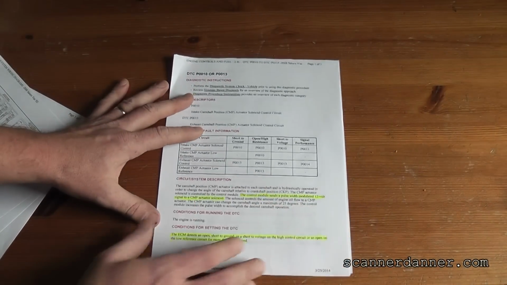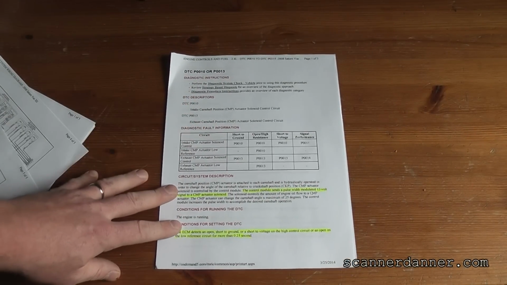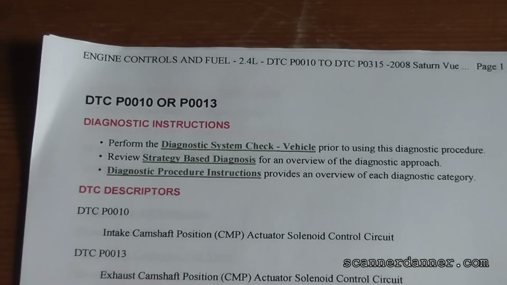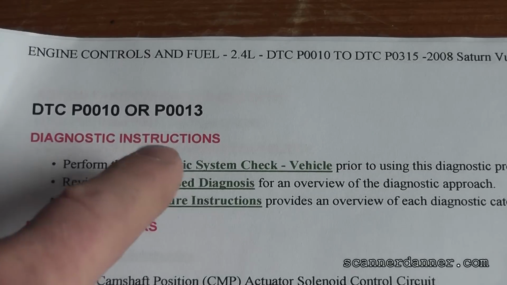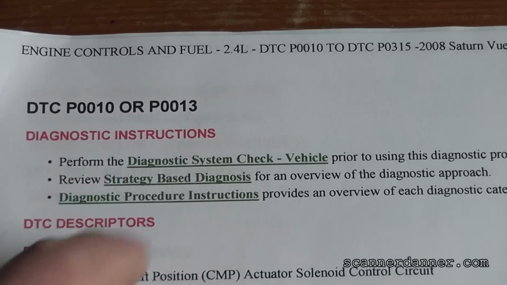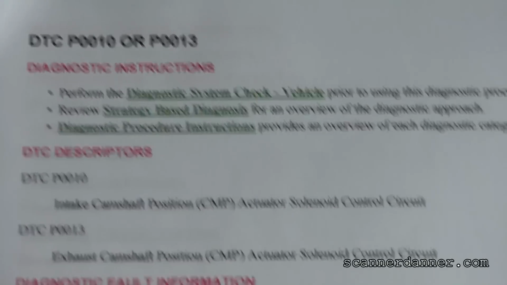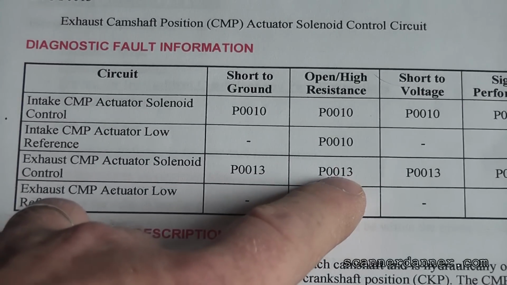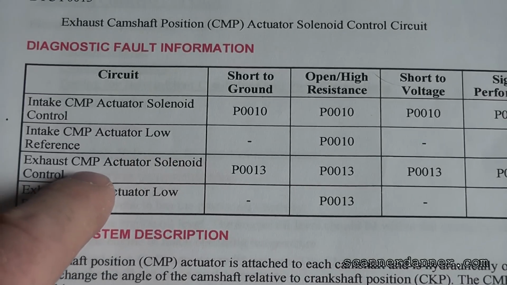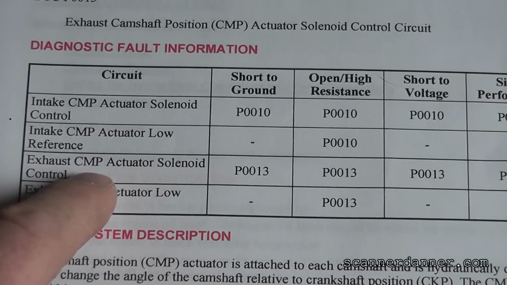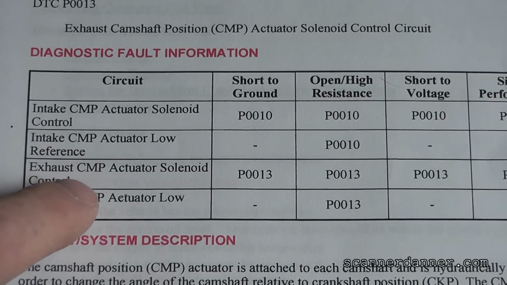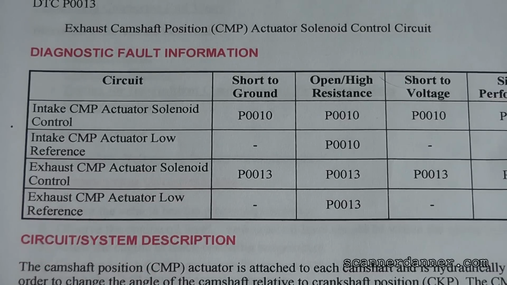And so the code we have in memory, let me get you zoomed in on this page here. Code we have in memory is a P0013 trouble code. And looking on this chart, we can see that a P0013 is an exhaust cam actuator solenoid control issue. So it's the exhaust camshaft actuator solenoid that is setting this fault code.